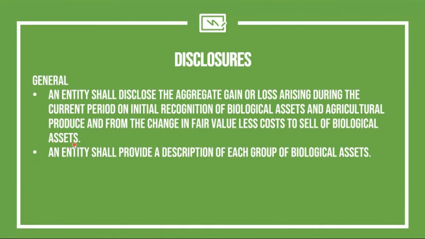So we are going to disclose aggregate fair value, and we will disclose the fair value from initial recognition, as well as other changes in fair value from our existing biological assets. An entity shall also provide a description of each group of biological assets. Meaning, we need to group our biological assets depending on the prescribed grouping. Of course, this is also going to depend on the market groupings used by the market where we are basing our fair values.